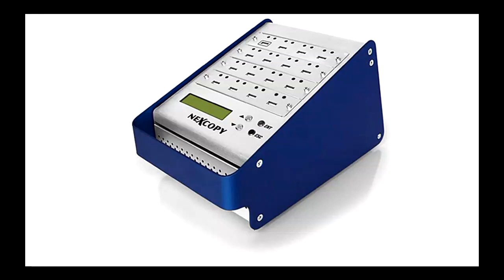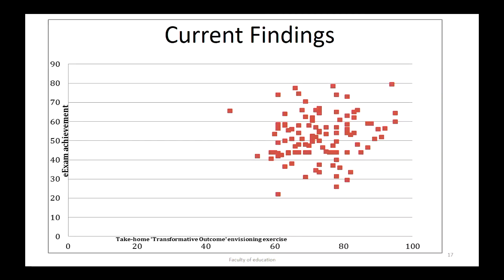In terms of our results, what I've done is I've taken our unit, which has 2 assessments, a take-home assessment plus the e-exam, and plotted them on a graph. And I don't know how you feel about correlations, but I think that's quite good in that the students' results are not exactly on a straight line. They're scattered all over the place.